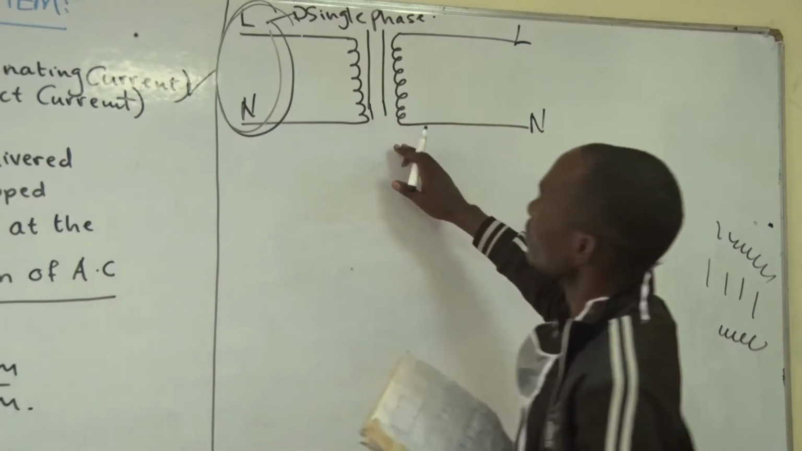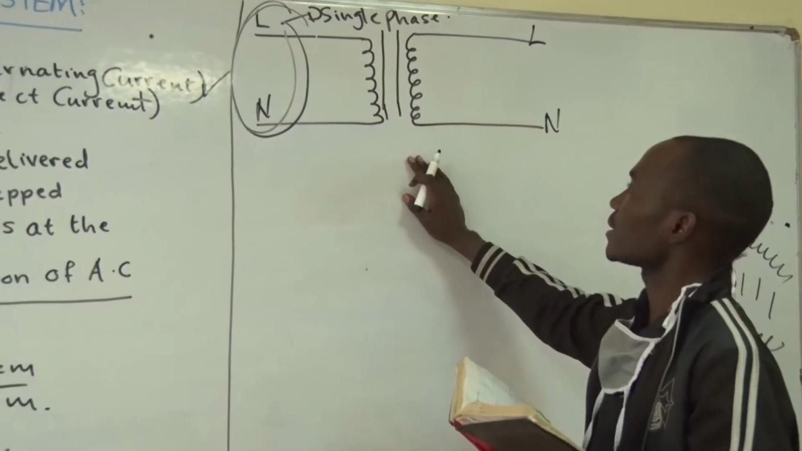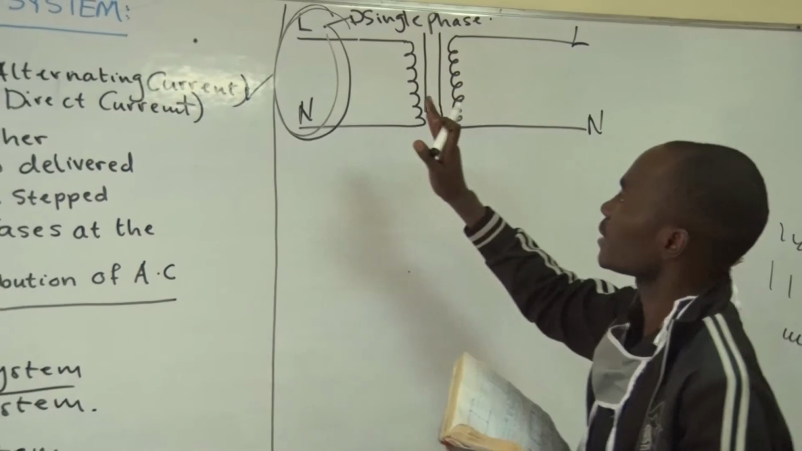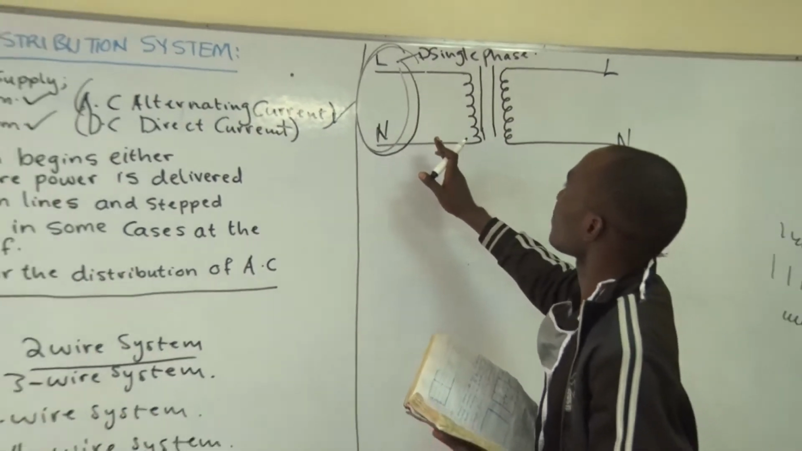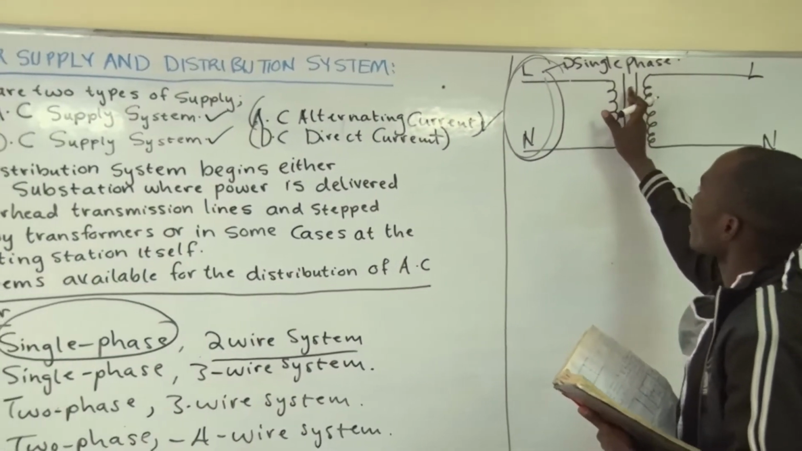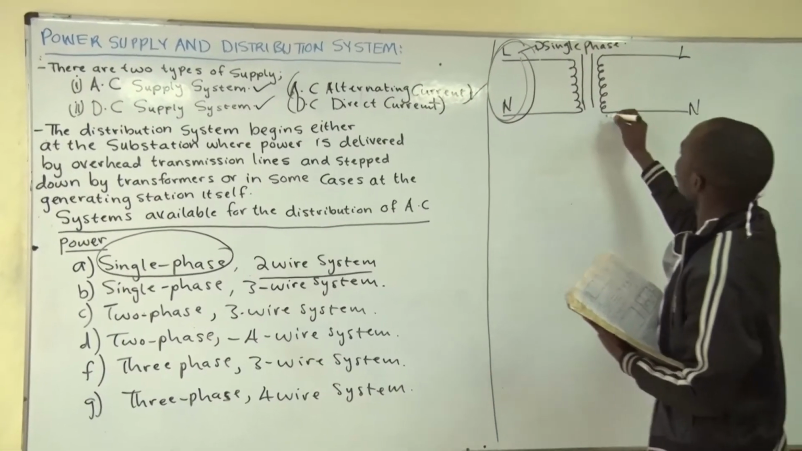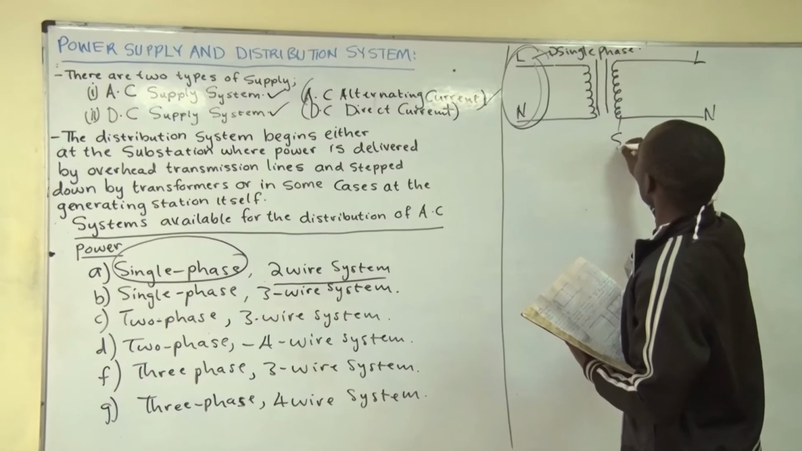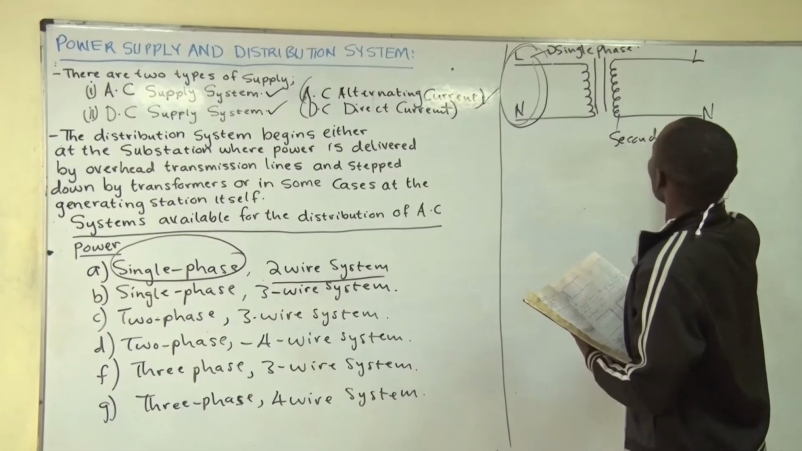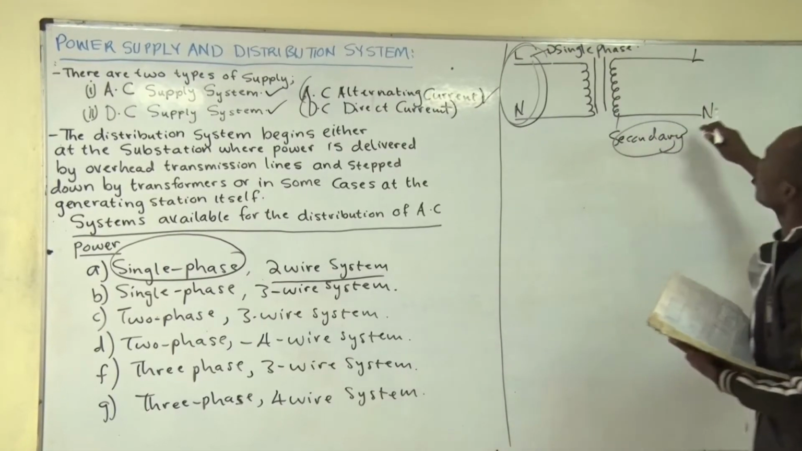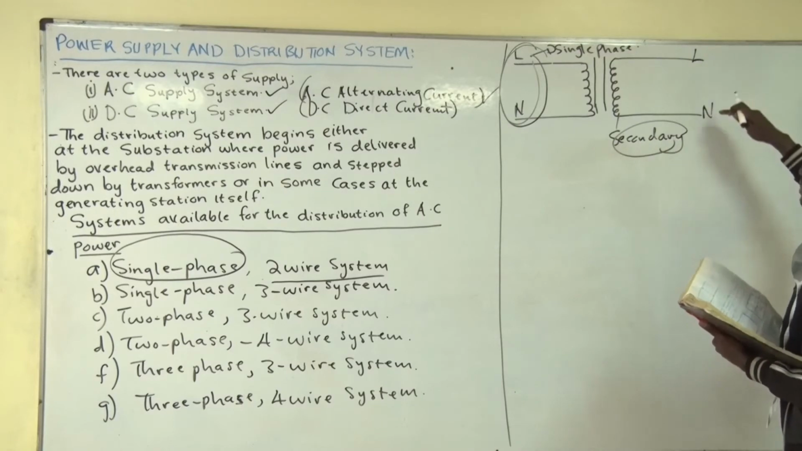If you have been taught to sketch the single phase 2-wire system, ensure that you have sketched it in such a manner that you have got the transformer being fed by a single phase and the outgoing, from the secondary side, has also got 2 wires, which is the live and the neutral.